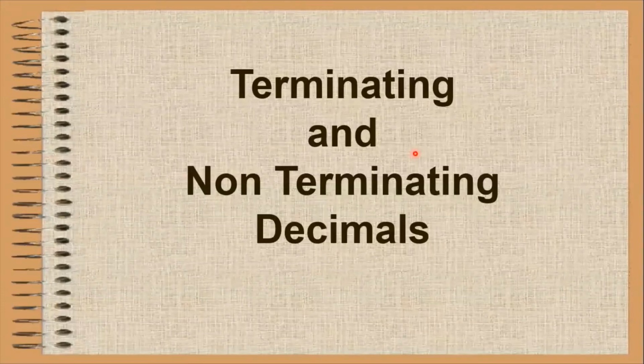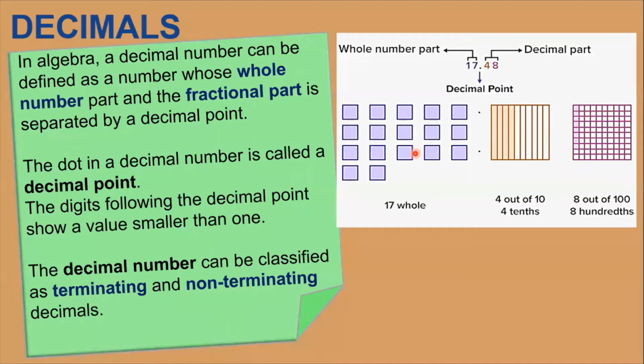Terminating and non-terminating decimals. First, we will define what a decimal is. A decimal number can be defined as a number whose whole number part and fractional part are separated by a decimal point. We have here an example, 17 and 48. It is read as 17.48. The decimal point here is between 17 and 48. The whole part is 17 and the decimal part is 48.